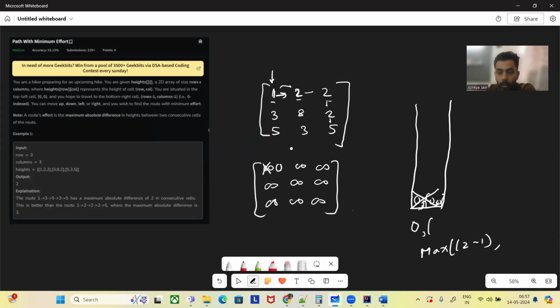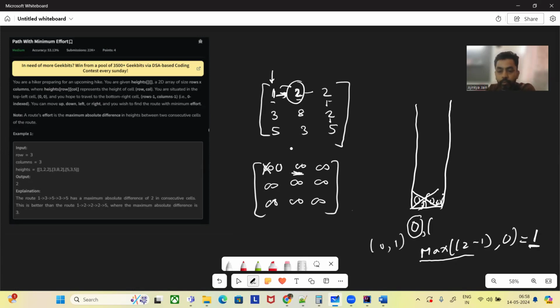So first we're going to pop this out, and we'll check whether this is a valid position. Can we move? Yes, it is a valid position. We are going to compare the heights, as I explained earlier. So 2 minus 1 and the previous distance, which is 0. So the maximum is 1. Now we are going to check the position of this particular cell. It is 0, 1.